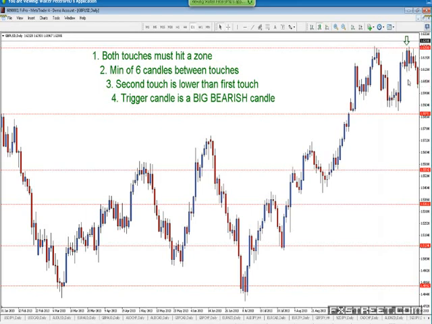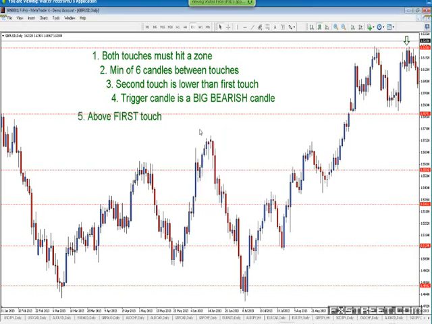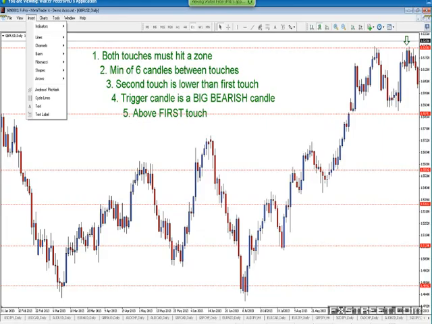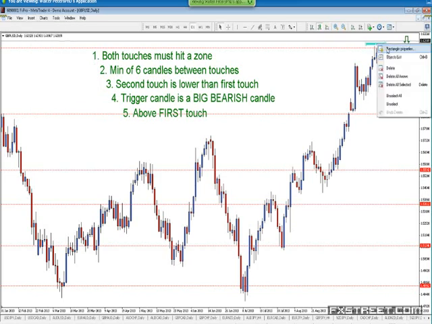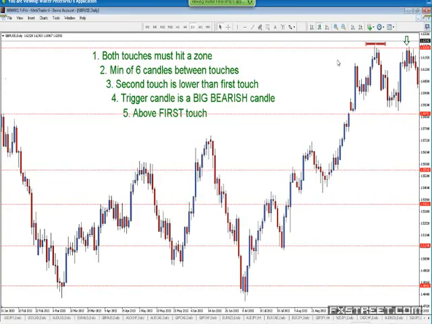And what I would say is now we're off to the races, right? The stop loss, which is the number 5 here, is above the first touch. Not the second top, but the first top on the double top. So it's actually up here. Let me draw it in so you can see. It goes right here. Right there. That's our little stop right there. So we'll make it red. Stop goes right there.